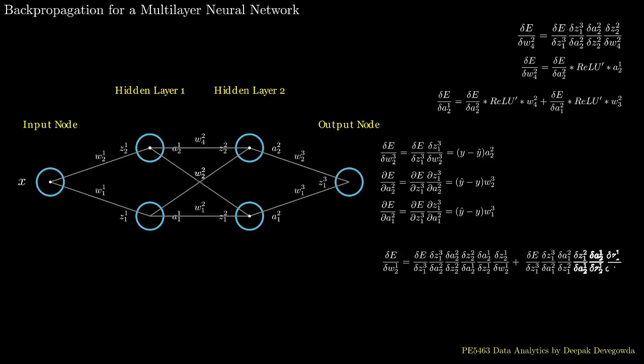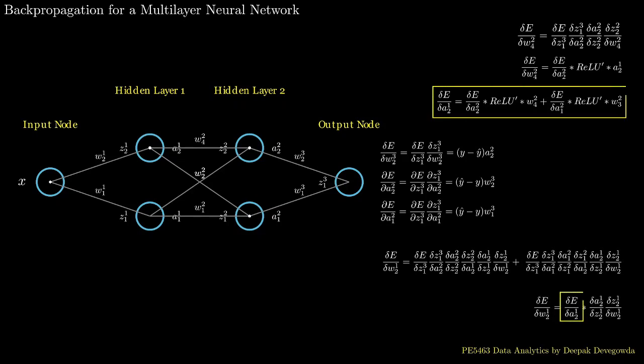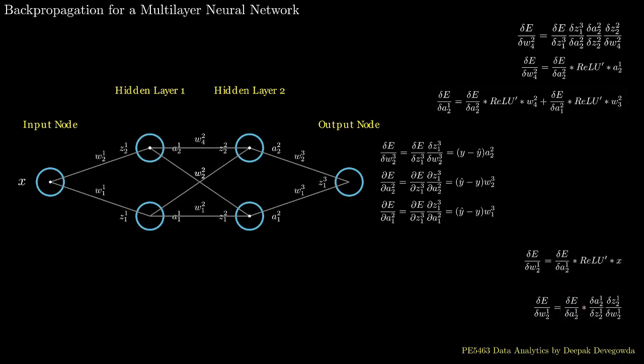And because there were so many partial derivatives to consider, we end up with an expression that looks fairly complex. But a closer look will reveal that these contain derivatives that we have calculated in a previous layer. And finally, we get the final form of the gradient with respect to the weight for a connection originating in the input node.